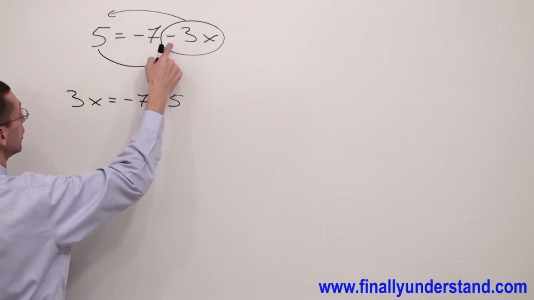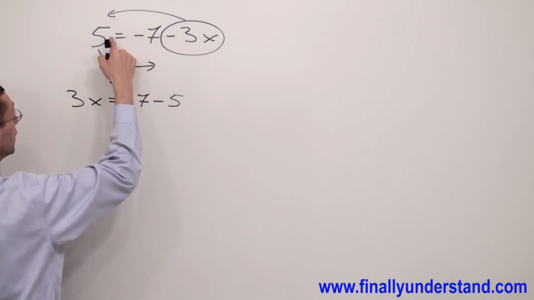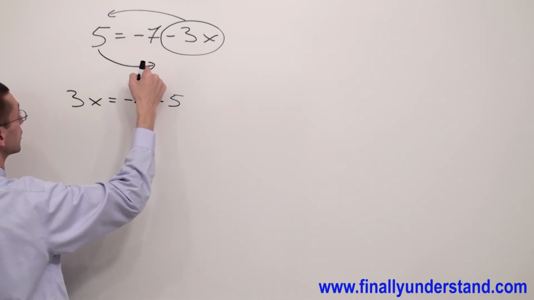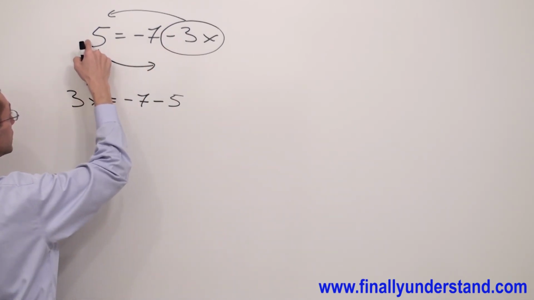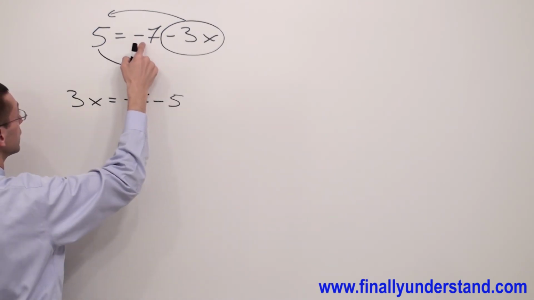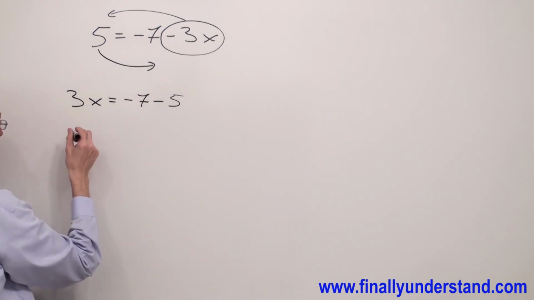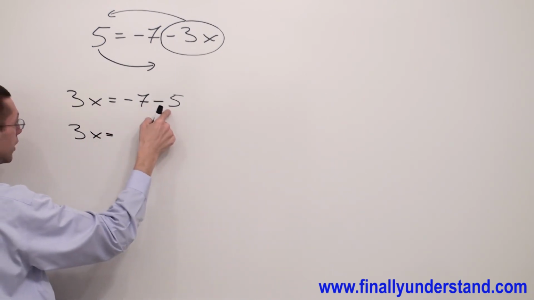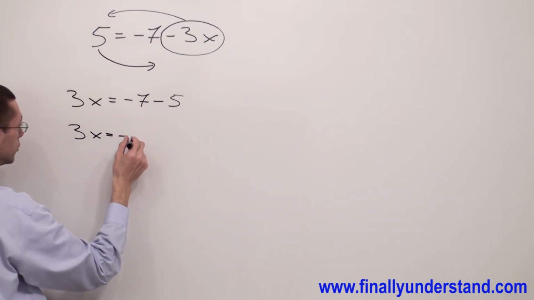Anytime you move a number, term, or variable to the other side of the equal sign, if at least one of the terms or numbers of the original equation stays at the same position, you're supposed to change the sign. That's why I change this negative to positive and this positive to negative. Why? Because negative 7 stays at its original position. That's why I'm going to have 3x equals minus 7 and minus 5. You're supposed to add these two values and keep the sign. It's going to be equal to negative 12.